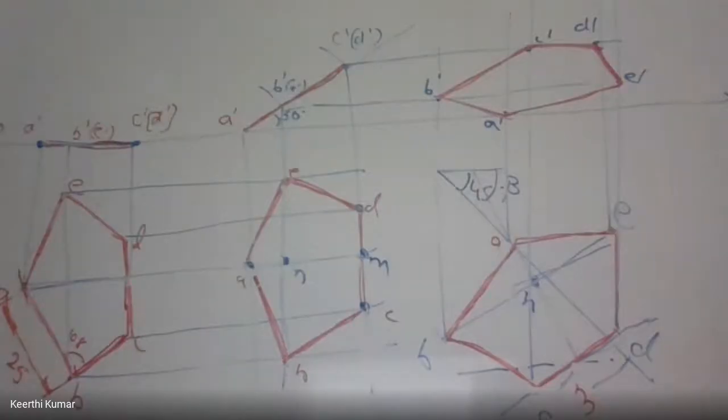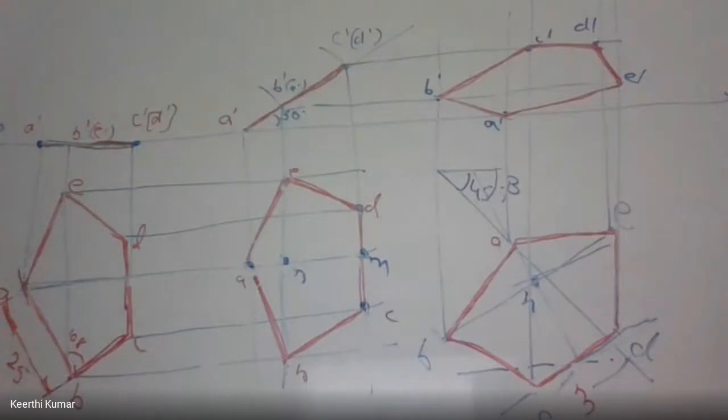Sir, a pentagonal lamina of 25 mm side is resting on HP with one of its corners such that the edge opposite to this corner is 20 mm above HP and makes an angle of 45 degree with VP. Draw the projections of the lamina and find the inclination of the lamina with HP. Okay. You please try to.